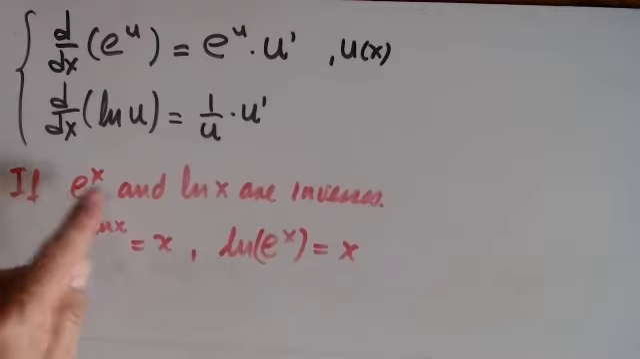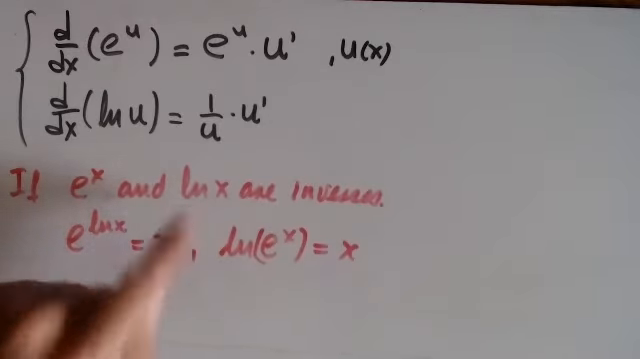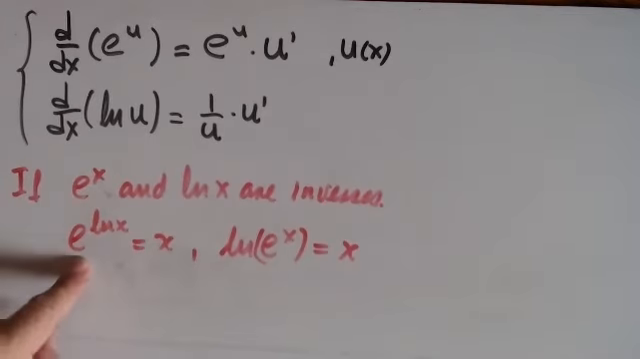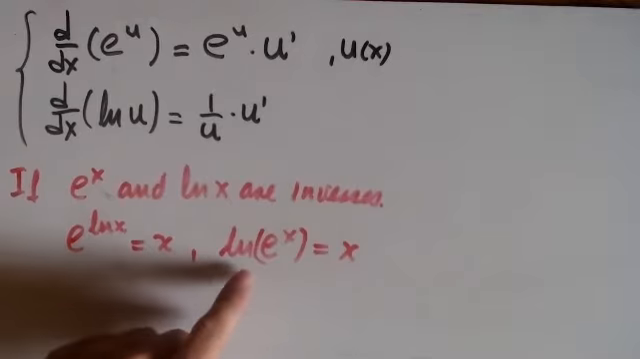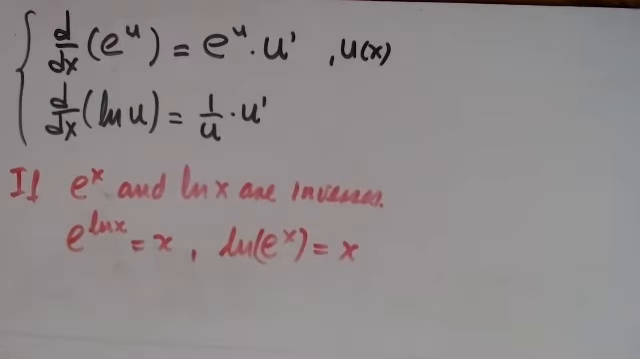The exponential and the log are inverse functions. So what does that mean? If you make the composition e to the ln x, they cancel out and you get x. Or if you take ln of e to the x, you get x.